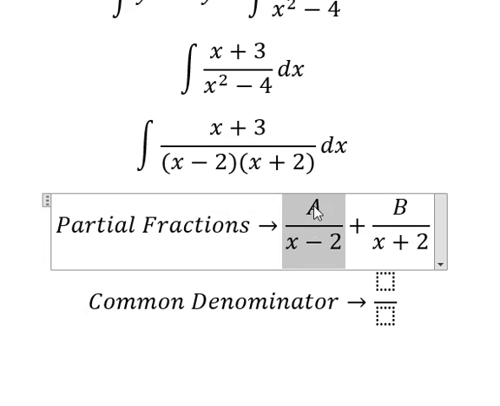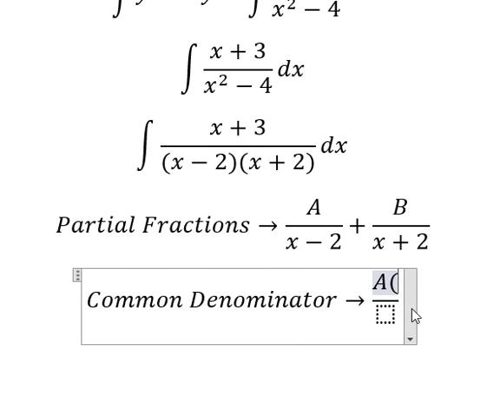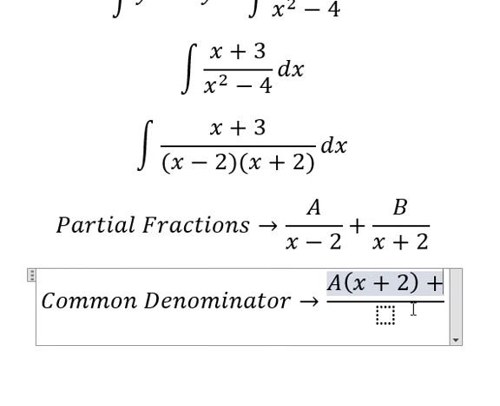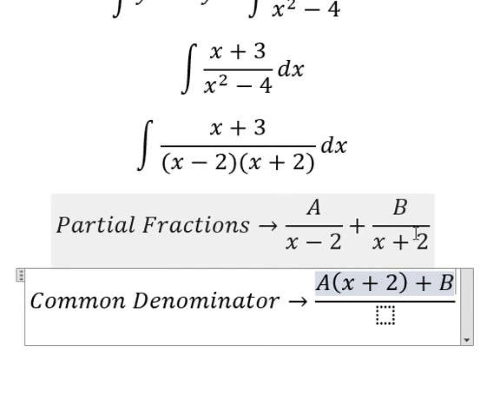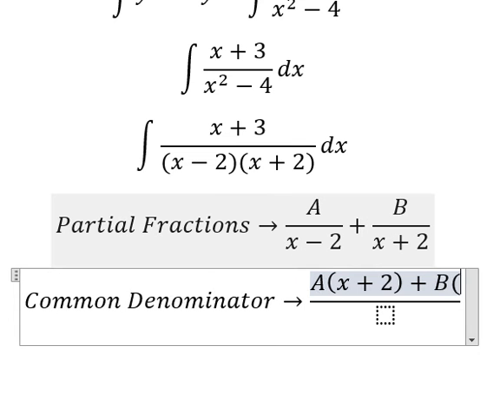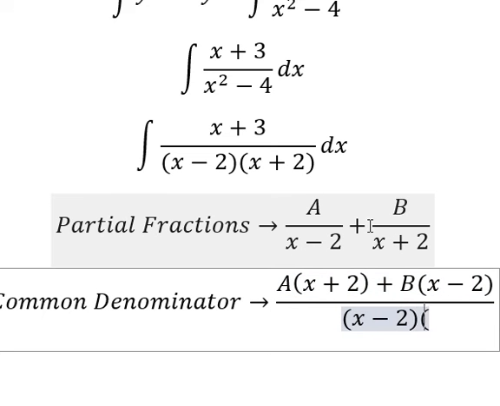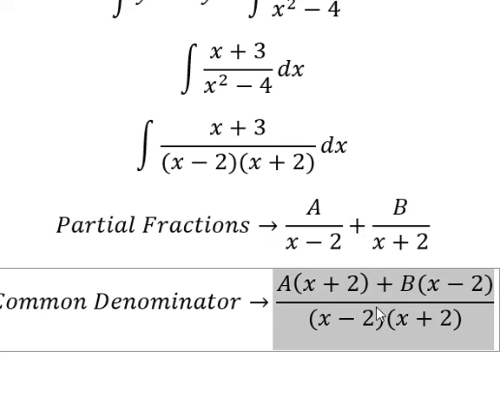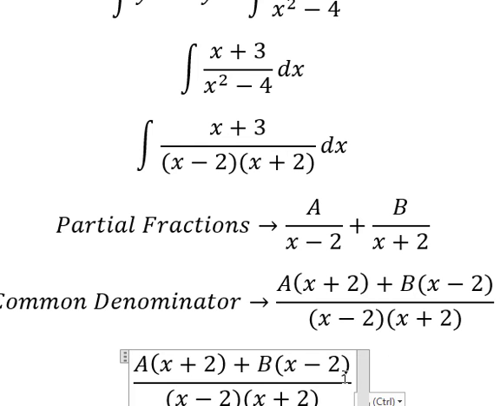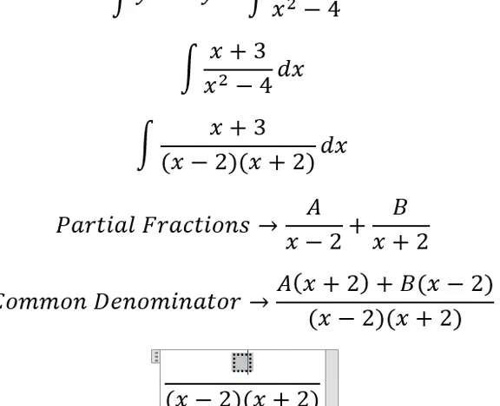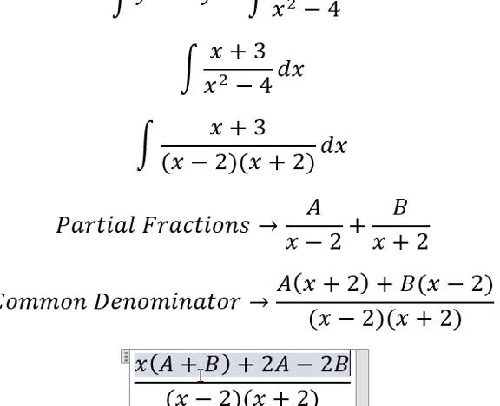About this one, it is missing s plus number 2. So capital A multiplied by s plus number 2. About b, it is missing s minus number 2. And now we need to arrange based on the terms of s. About s, we have a plus b. About the numbers, we have 2a minus 2b.